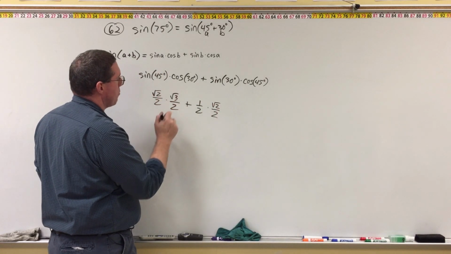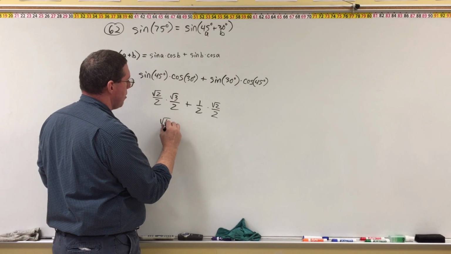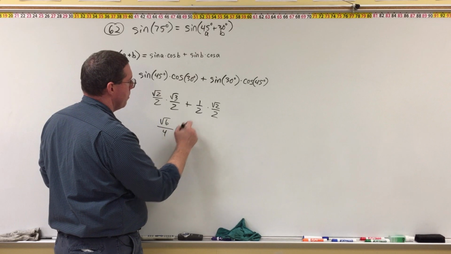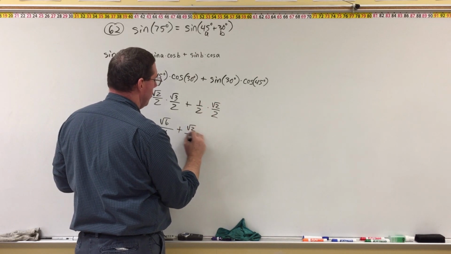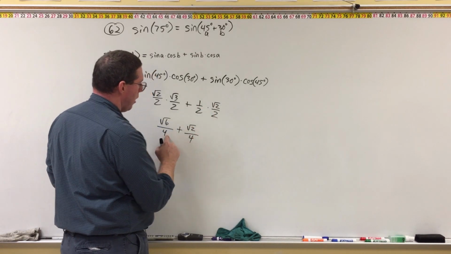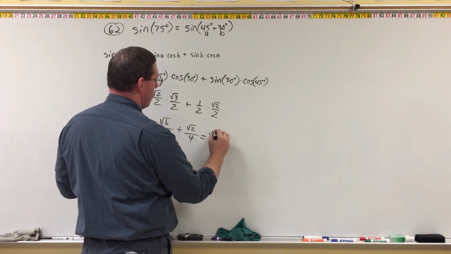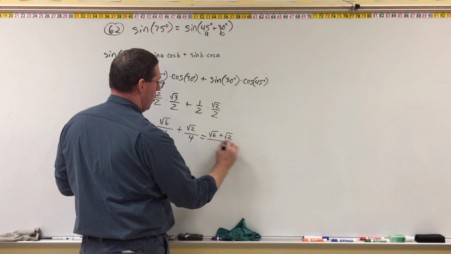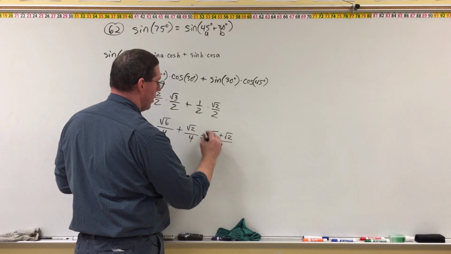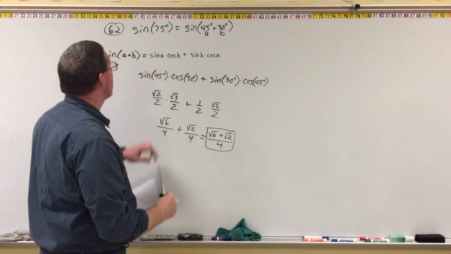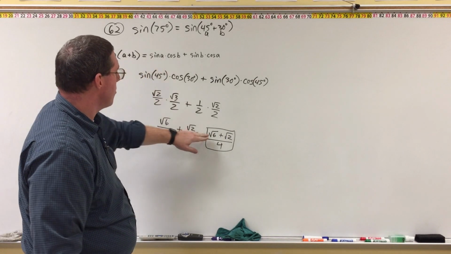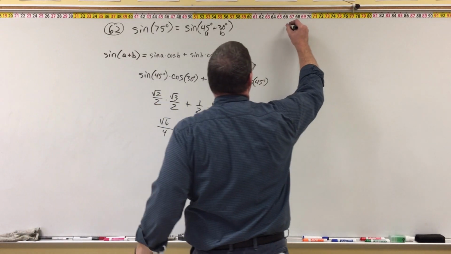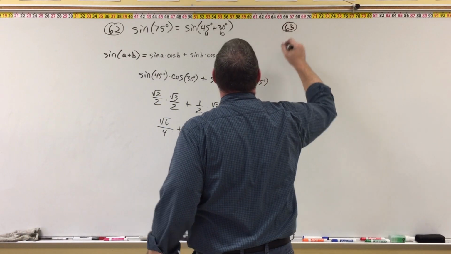And now square root of 2 times square root of 3, that's square root of 6 over 2 times 2 is 4, plus 1 times square root of 2 is square root of 2. 2 times 2 is 4. Common denominator, the answer is square root of 6 plus square root of 2 over common denominator 4. So sine of 75 degrees is square root of 6 plus square root of 2 over 4. Now, question number 63 is asking something very similar.